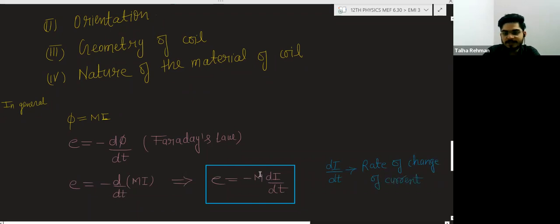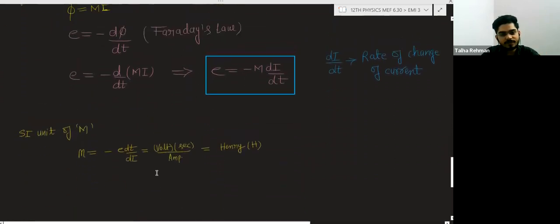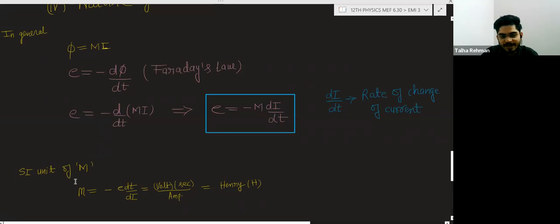Now we will define the SI unit of this coefficient of mutual induction. So we will rearrange this equation. So we will write E dt divided by dI. Accordingly, SI unit of M is minus E dt by dI from this equation. So what is the unit of E? Volt. What is the unit of time? Second. What is the unit of current? Amperes. So volt second per ampere is known as Henry. So basically unit of coefficient of mutual induction is Henry.